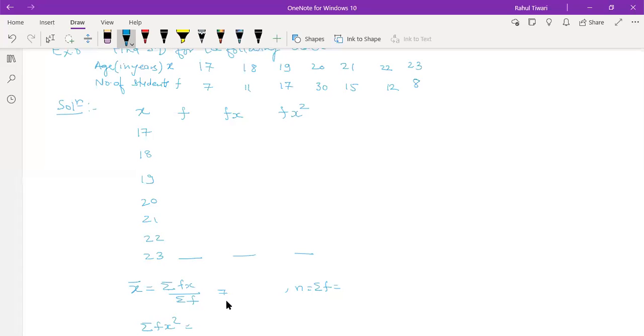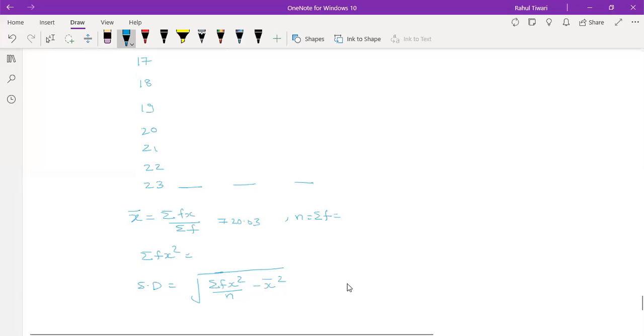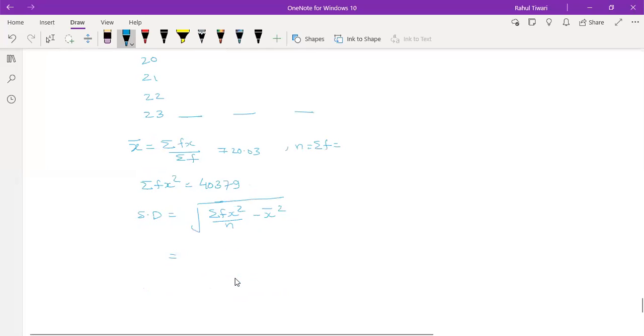20.03. Okay, sir, final answer 1.60934. 1.6092, correct. So summation of fx you are getting, I think, if you just calculate, 40379, and if you substitute here after simplification, you may get the answer. The standard deviation will be 1.6091.